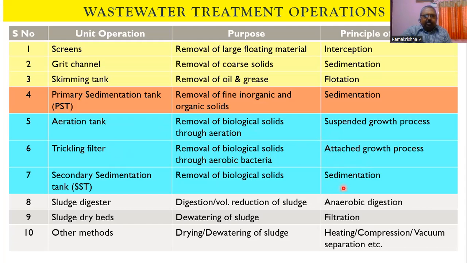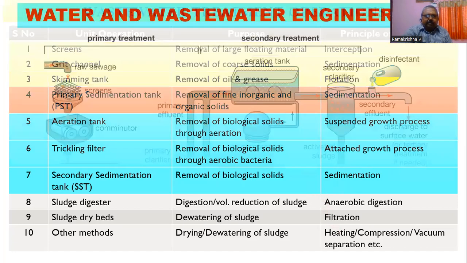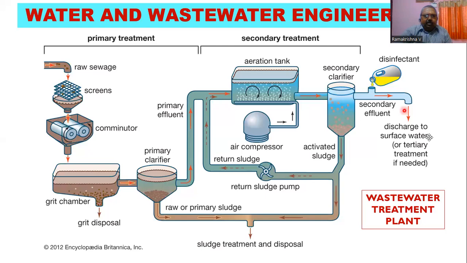And the sludge which is collected from the sedimentation tank, part of that will be recycled back, and the remaining will go for sludge digestion methods. So now this is the system we are talking about. This is all about the primary treatment: raw sewage, screens, comminutor, grit chamber, primary sedimentation tank. And now the wastewater is entering into the aeration tank, where in this model, we are supplying air from the bottom through an air compressor. And the reaction takes place under aerobic conditions.